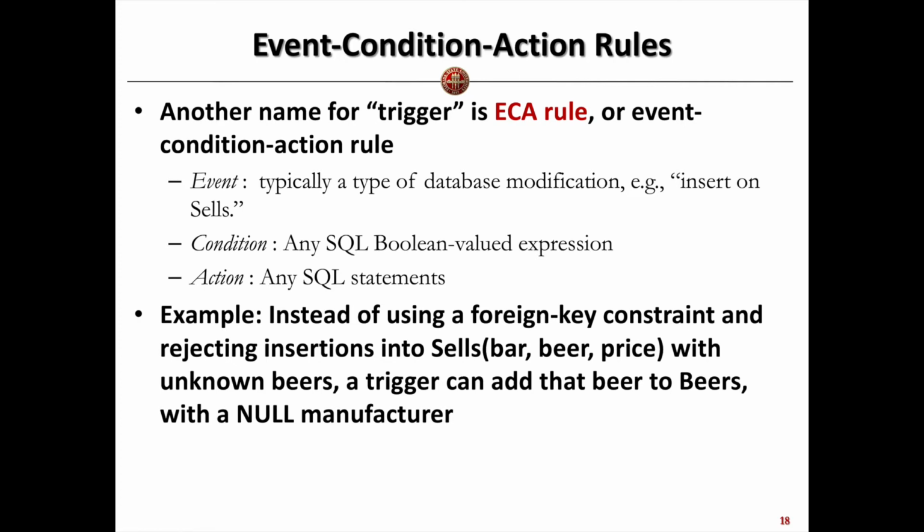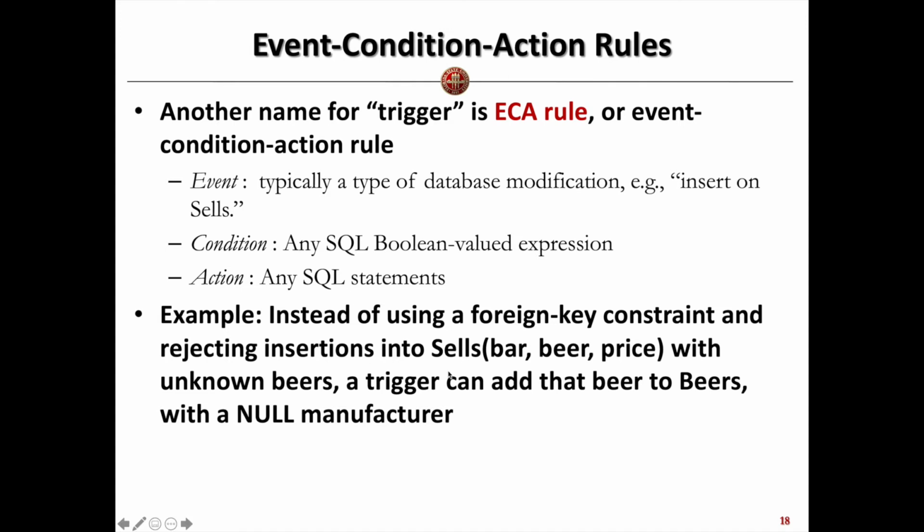It may also cause some problems, right? Because if we insert an unknown beer into the sales table, another way we can handle it is to add this unknown beer to the beers table. It will make the foreign key constraint valid, right? If we want to achieve this purpose, then we can use a trigger.